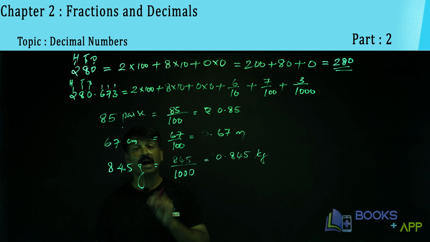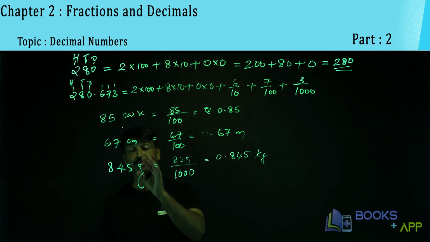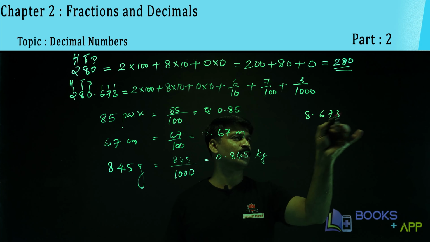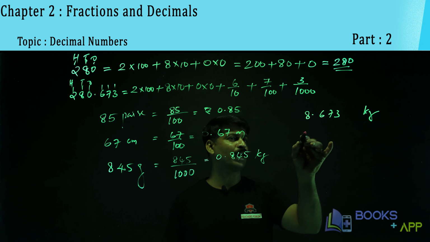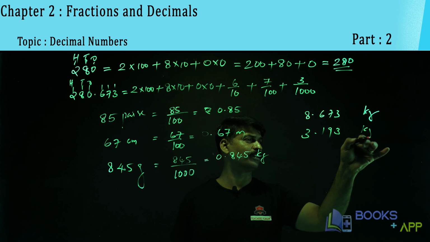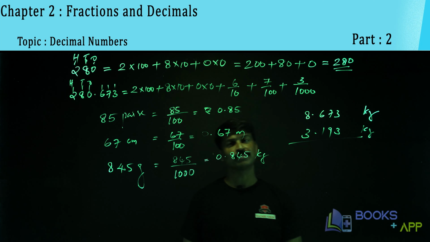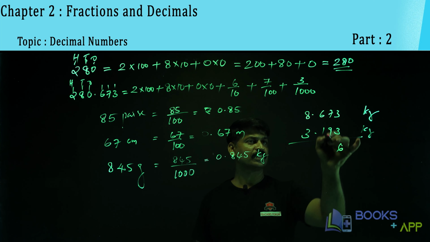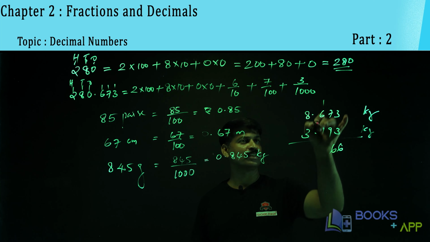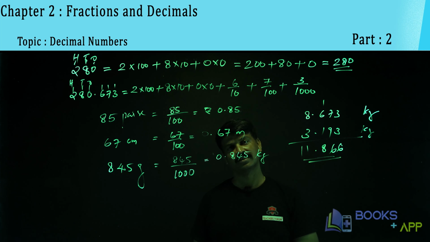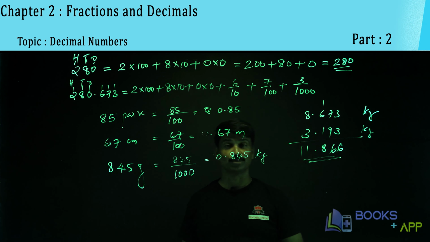You have also learned how to add and subtract the decimals. For example, 8.673 kilogram, you have to add with 3.193. What is the answer? When you add these two kilograms, what you will be getting? How to add? Yes, 3 plus 3, 6, 9 plus 7, 16, 6 plus 2, 8, 8 plus 3, 11. This is the answer. This is how to add the decimals.